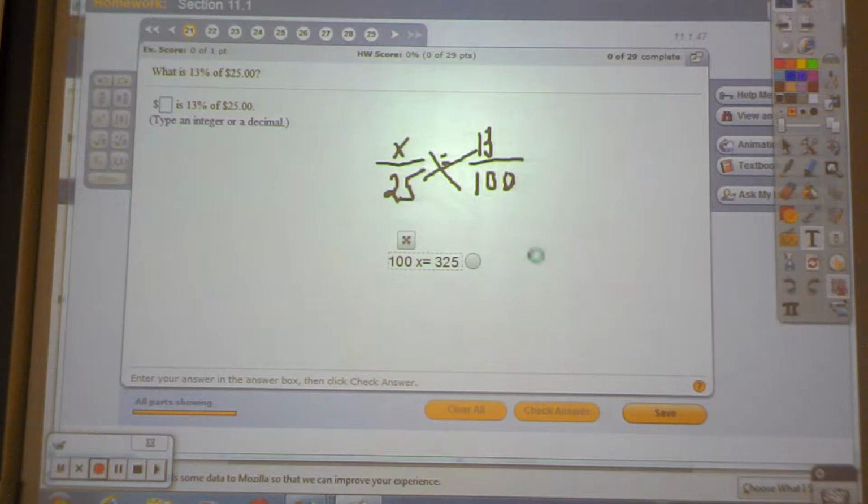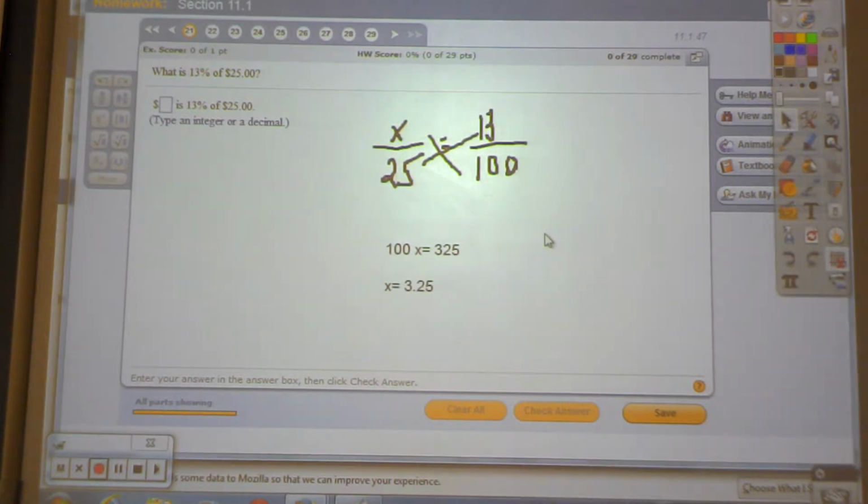Yep. And please do not punch that in a calculator. If you do, people will laugh at you. X is equal to what? 3.25, because you moved the decimal 2 places to the left. I hope you didn't punch that in a calculator, but we won't say anything. So 3.25 is 13% of 25. Well, that's right, because 10% of 25 is what? Everybody should be saying $2.50.